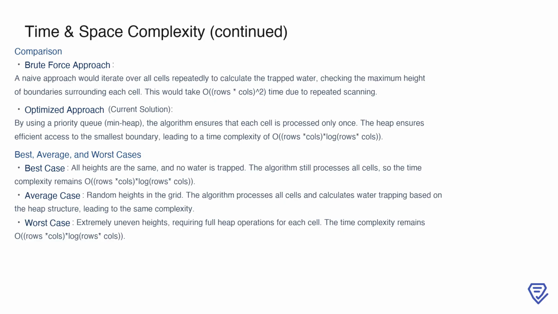Looking at different scenarios, the time complexity remains the same across best, average, and worst cases. In the best case, where all heights are equal and no water is trapped, all cells are still processed, and the complexity remains O(rows * cols * log(rows * cols)). In the average case, with random heights, the algorithm calculates water trapping efficiently using the heap structure. Even in the worst case, involving highly uneven heights, the heap operations still adhere to the same complexity. This consistency highlights the robustness of the optimized approach.